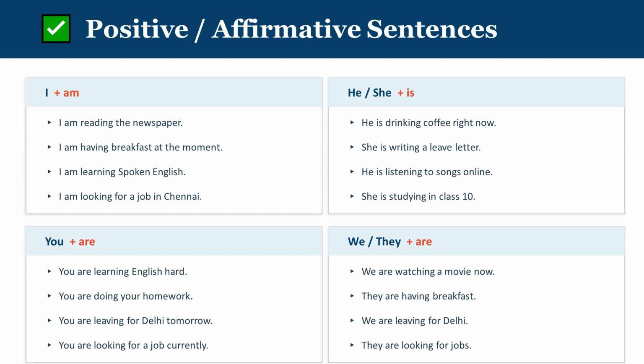She is writing a leave letter. He is listening to songs online. With we and they, we use are. We are watching a movie now. They are having breakfast. They are looking for jobs. Practice making your own positive sentences with each of these subjects.